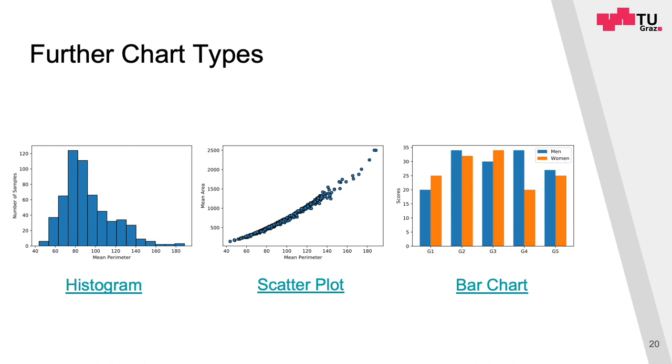So here you can see some further chart types. The first one is a histogram, which basically shows the distribution. In the middle you see a scatter plot. On the right hand side you see a bar chart, and at the bottom you see the links to the documentation if you want to dive a little bit deeper into those chart types.